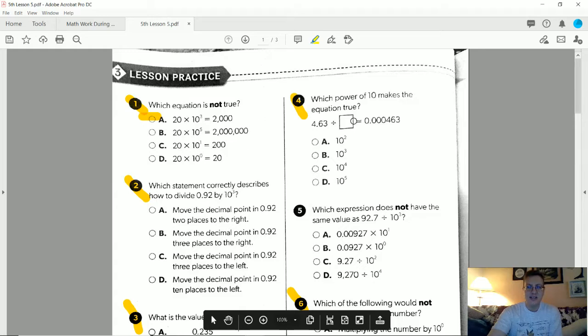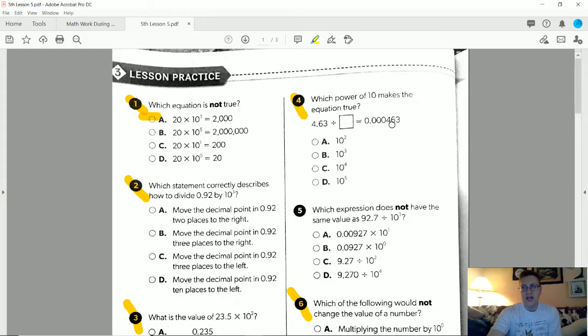So I'm going to go across to number 4. Which power of 10 makes the equation true? So we start with 4.63. I'm going to drop my little dot right here, and I am going to count to the left. So when we divide, we are counting powers of 10, and we are moving the decimal point to the left. If we're multiplying, we're moving to the right. So that would be 1, 2, 3, 4, 10 to the fourth.